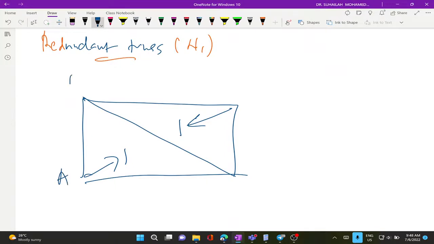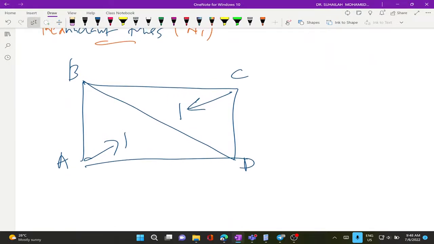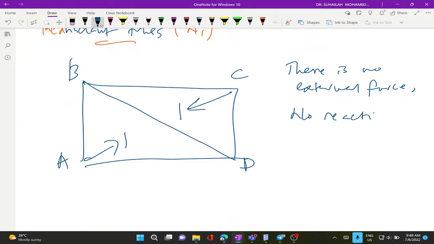So this is A, B, C, and D. Since force in member AC is an internal force, it means that there is no external force here. When there is no external force, there is no reaction at the support, meaning that here is 0. This one is 0. This one is also 0.